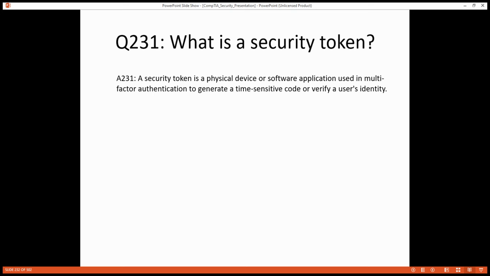Q231. What is a security token? A231. A security token is a physical device or software application used in multi-factor authentication to generate a time-sensitive code or verify a user's identity.